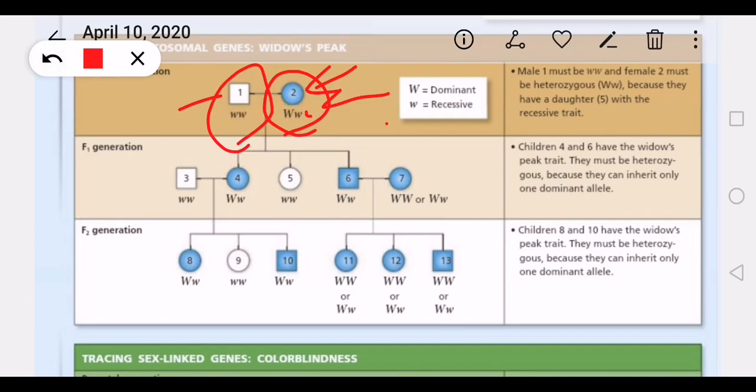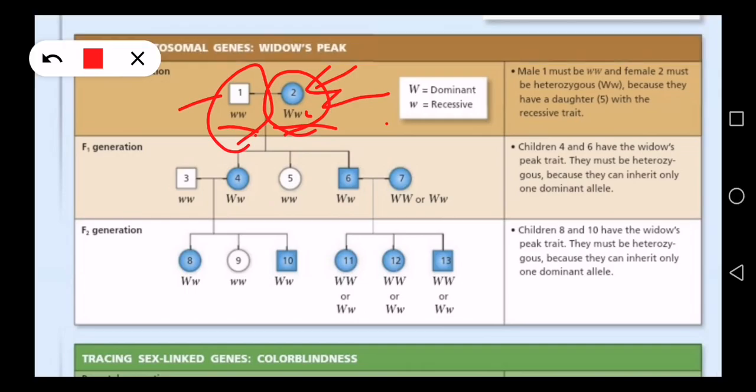Now in this case they gave us the genotype, this genotype and this genotype. This genotype, the man's, we know it because we know that the widow's peak is a recessive trait, meaning he will be W small W small. She has the widow's peak, which means the possibility is she is W capital W capital or W capital W small. Now in this example, they tell us that this female has W capital W small.